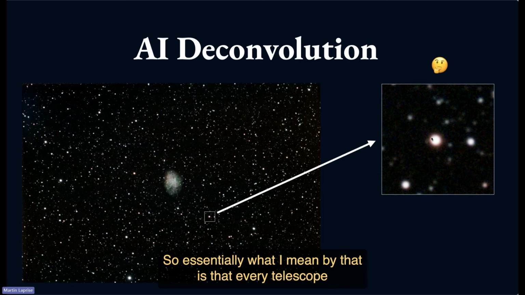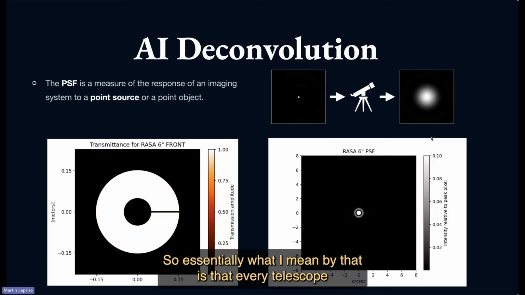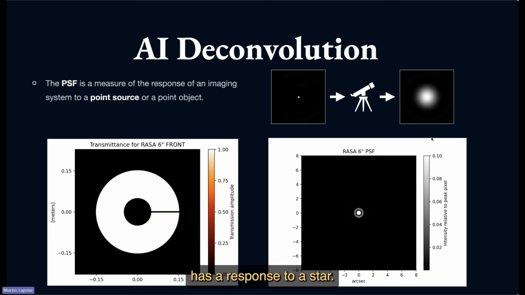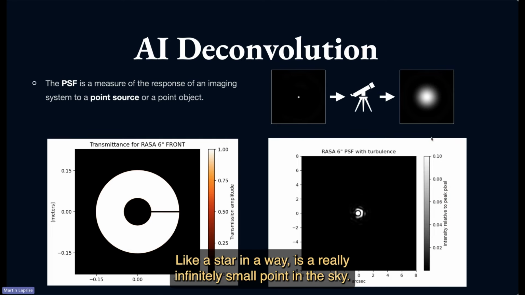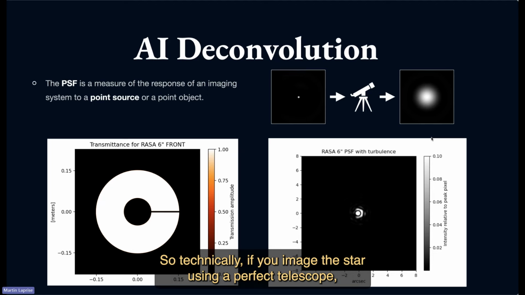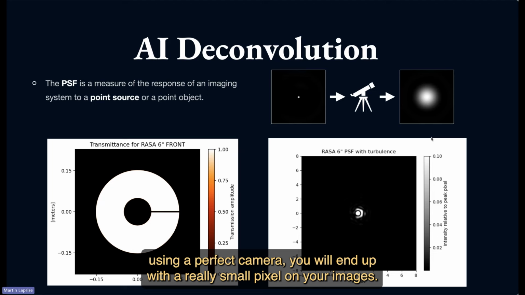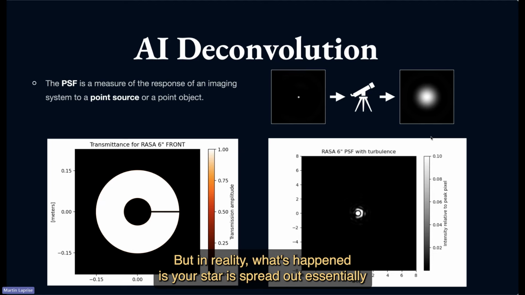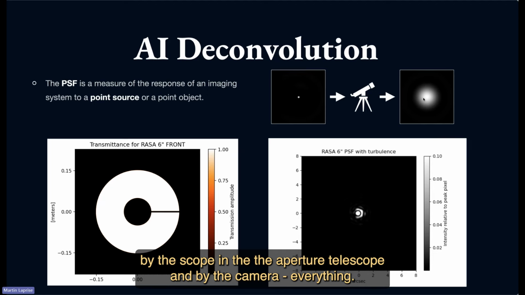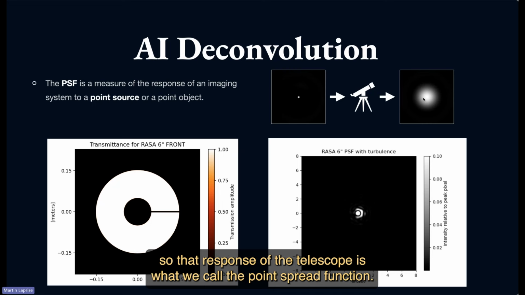Essentially what I mean by that is that every telescope has a response to a star. A star, in a way, is an infinitely small point in the sky. So technically, if you image a star using a perfect telescope and a perfect camera, you will end up with a really small pixel in your image. But in reality, your star is spread out by the scope, the aperture of the scope, the camera, everything. That response of the telescope is what we call the point spread function.